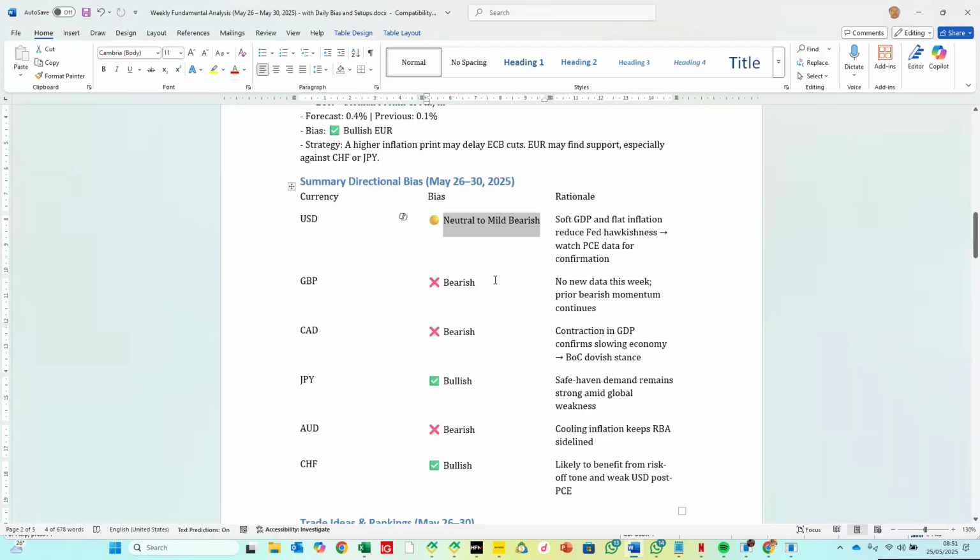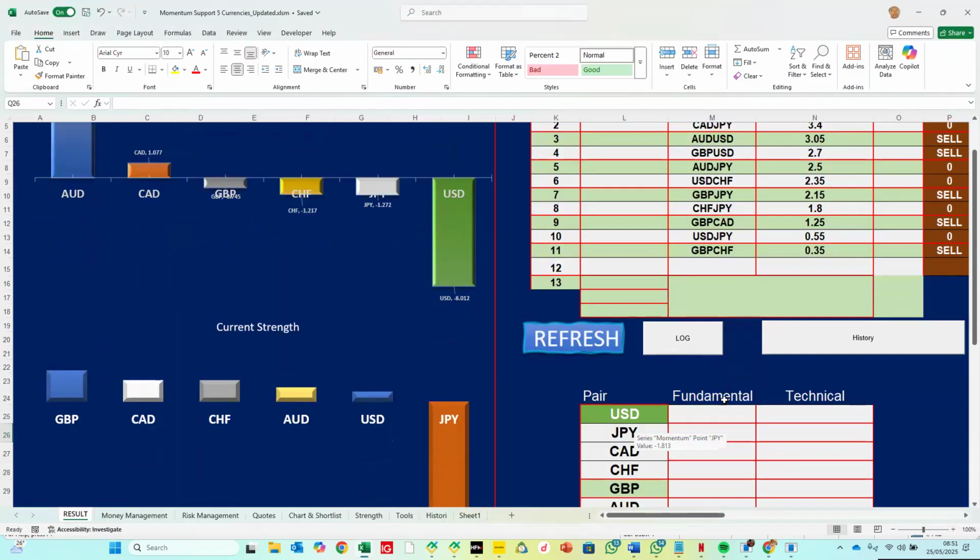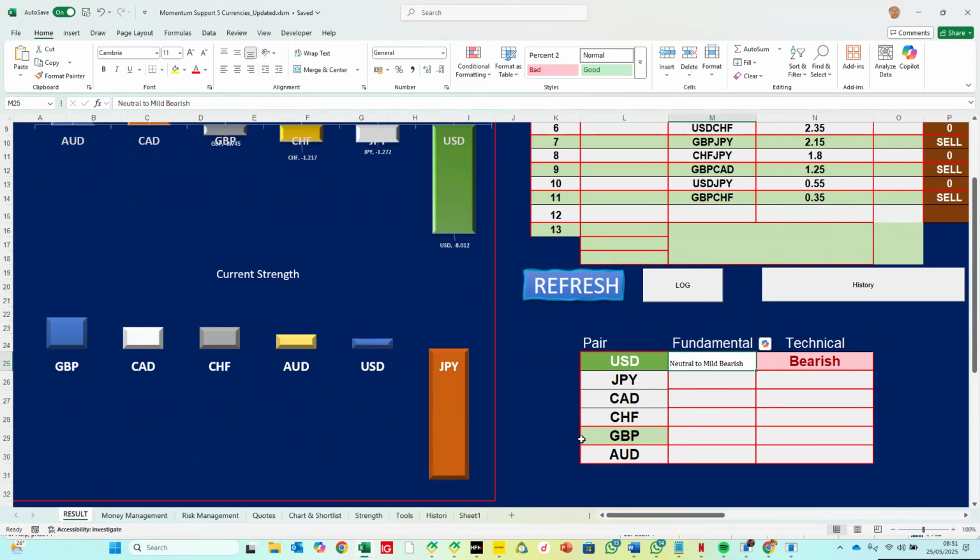For USD, I'm just going to take this to my watch list. Fundamentally speaking, I'm expecting neutral to mild bearish, but the overall technical setup is bearish. For me, bearish. So yes, we know that it's going to first be neutral or bullish a little, then going bearish, but the overall price direction is bearish.